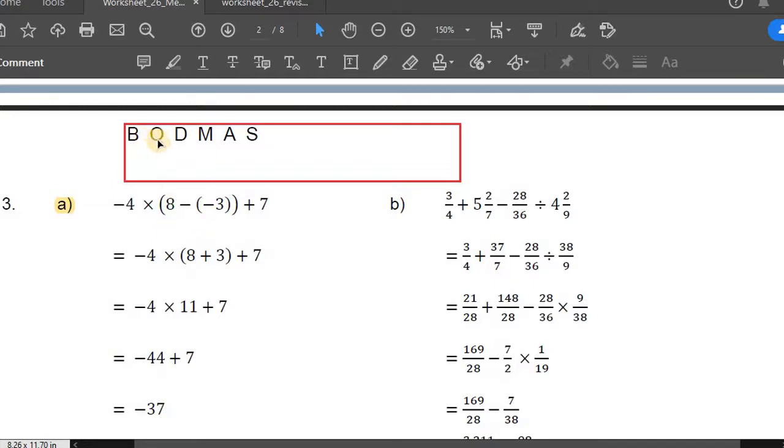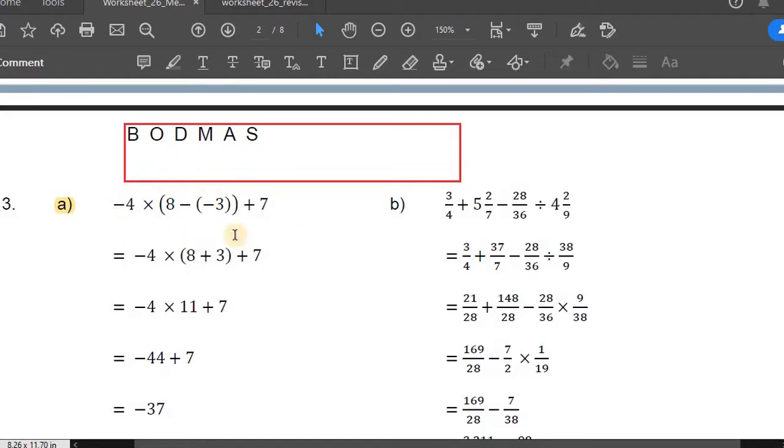So B is brackets. O we learned that O is orders. I've taught many learners now that it is orders. What are orders? Orders are exponents and surds, right? That's what we mostly deal with, exponents and surds. Division, multiplication, addition, and subtraction, right? Okay, I won't go into too much detail with that.